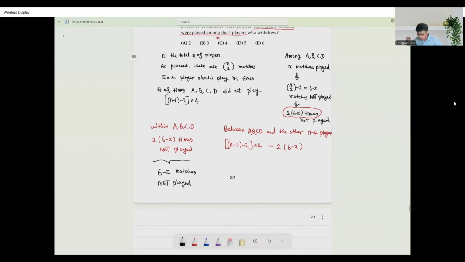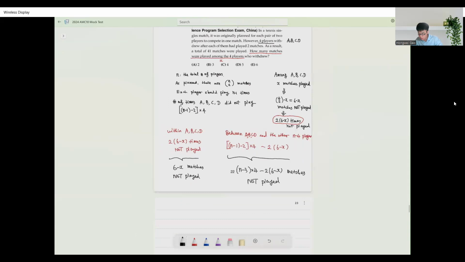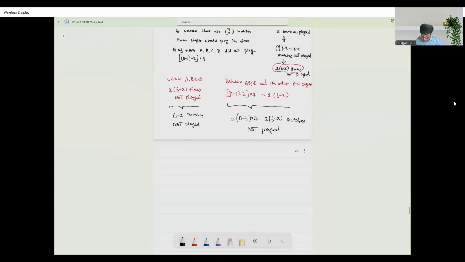Between A, B, C, D and the other n minus 4 players, each pair corresponds to 1 match. So here there are n minus 4 times 4, plus 2 times 6 minus x matches not played. Now we know there are only 41 matches played, so we have the following equation.